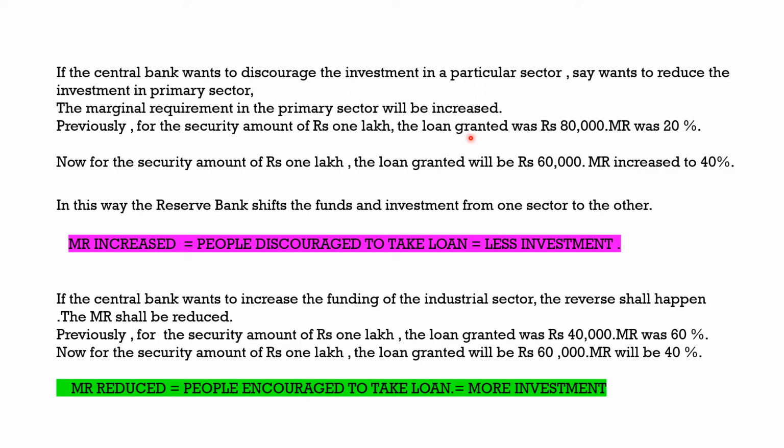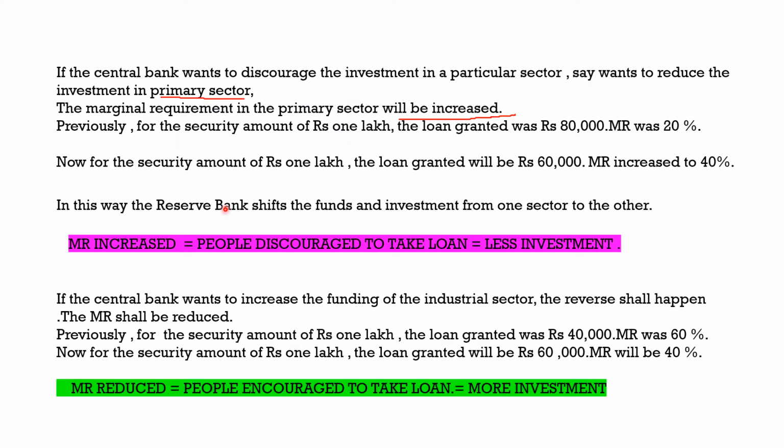Automatically, to follow that guideline to reduce the investment in the primary sector, what will the banks do? They will increase the marginal requirement of the primary sector. Automatically, the investment will go down. Previously, for the security amount of 1 lakh, the loan granted was 80%, say. This was the original case. In that case, the marginal requirement was 20%. Now, for the security amount of 1 lakh, the loan granted will be 60,000. The marginal requirement is increased because they did not want to invest in that particular sector.